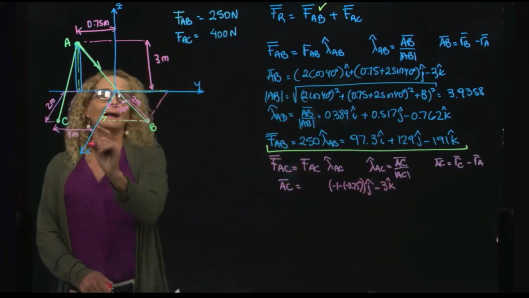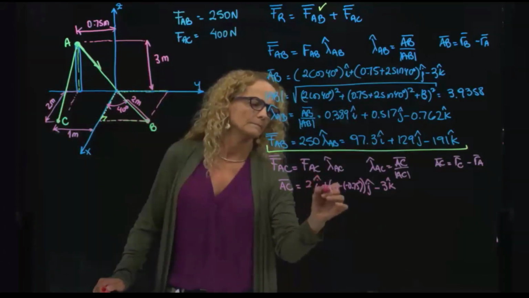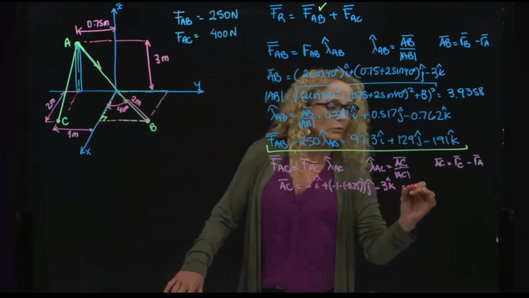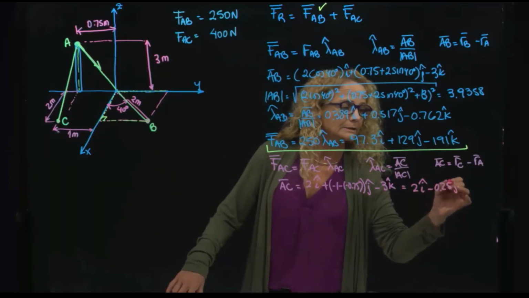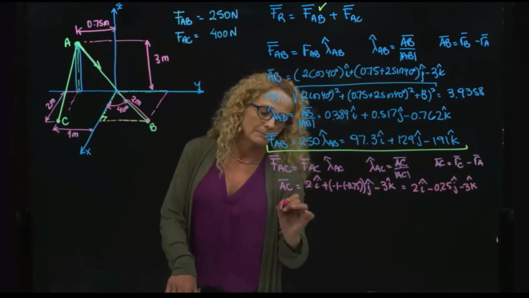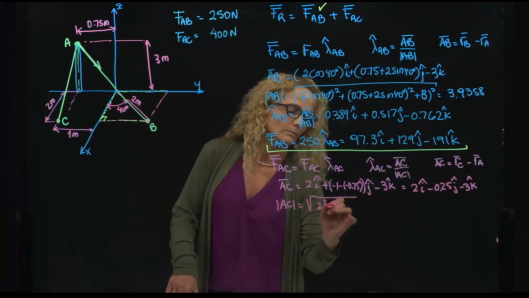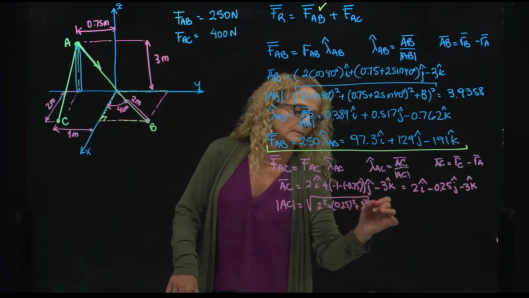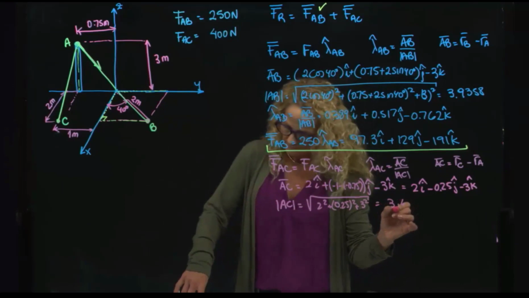And in X, I cover only 2. So that will be 2 in I. Okay, so finally, 2 in I minus 0.25 in J minus 3 in K. I have to find the magnitude of that vector, which will be the square root of 2 squared plus 0.25 squared plus 3 squared. And that gives me a value of 3.614.